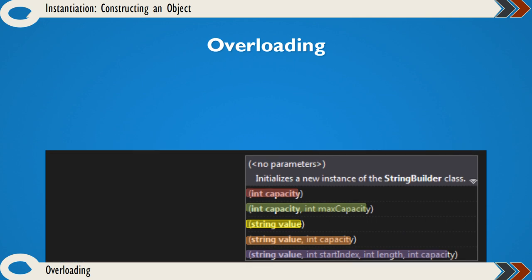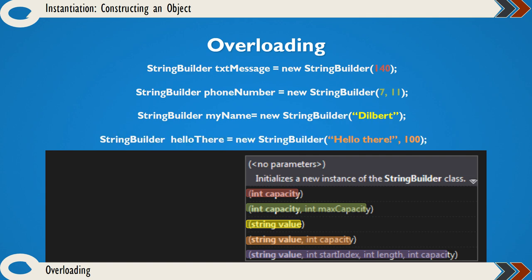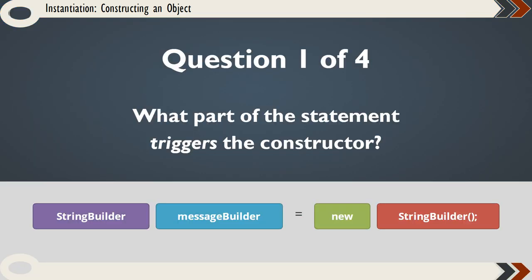Depending on the specific needs of the class the programmer is designing, the ability to create constructors to do internal setup work is one of the most basic techniques. The ability to offer flexible options for object construction through overloading is also quite useful and is common within the .NET framework. Now it's time to check your understanding by answering the next four questions.